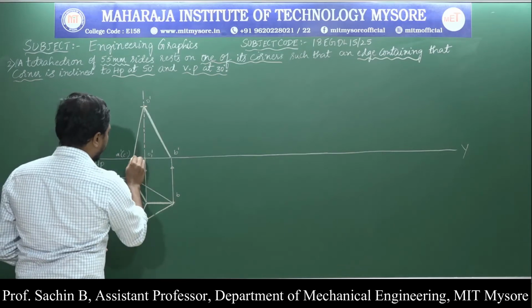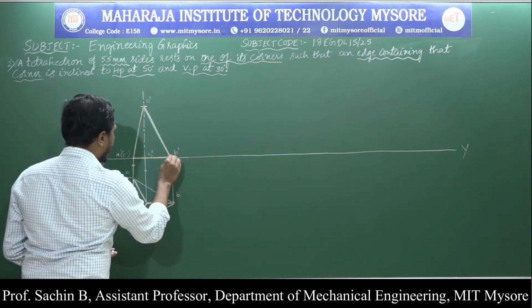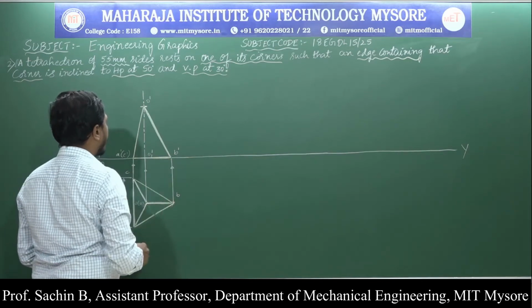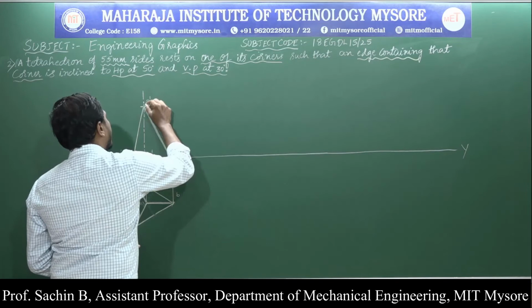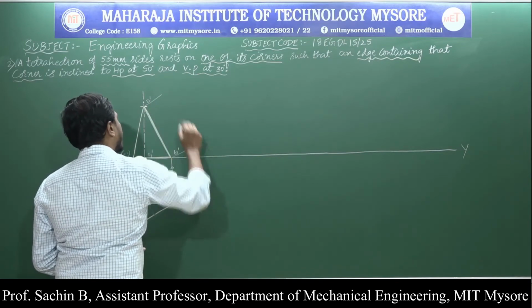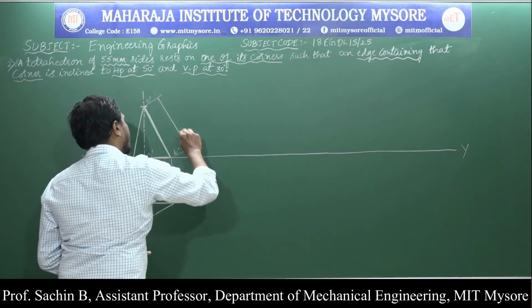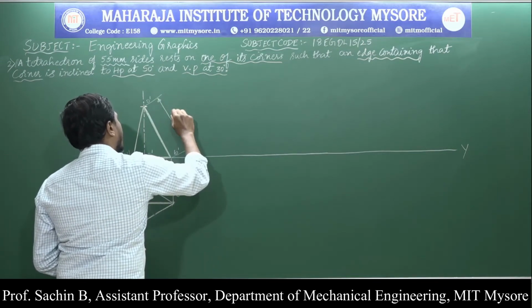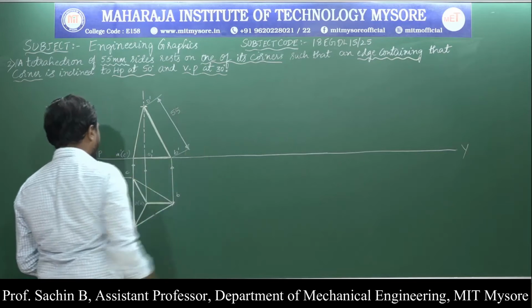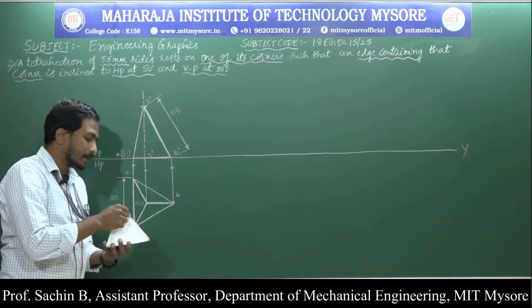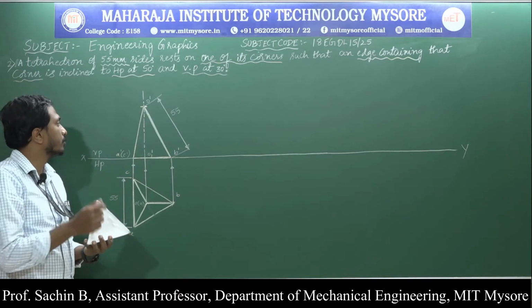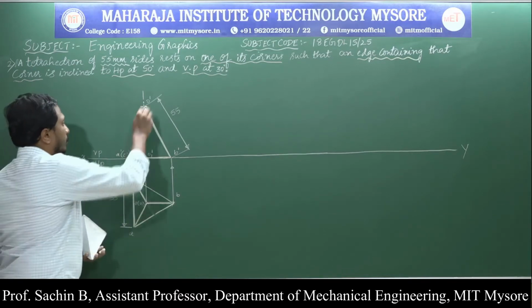Next I will go to the base part. When it comes to the tetrahedron, don't get confused. Here they have not given the axis length. Here they have given the tetrahedron edges length. According to it, this slant edge length is going to measure 55 mm.